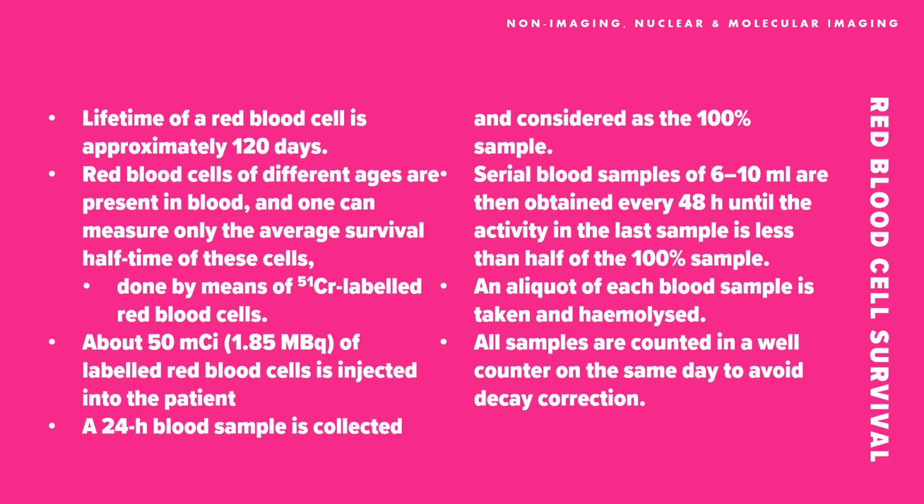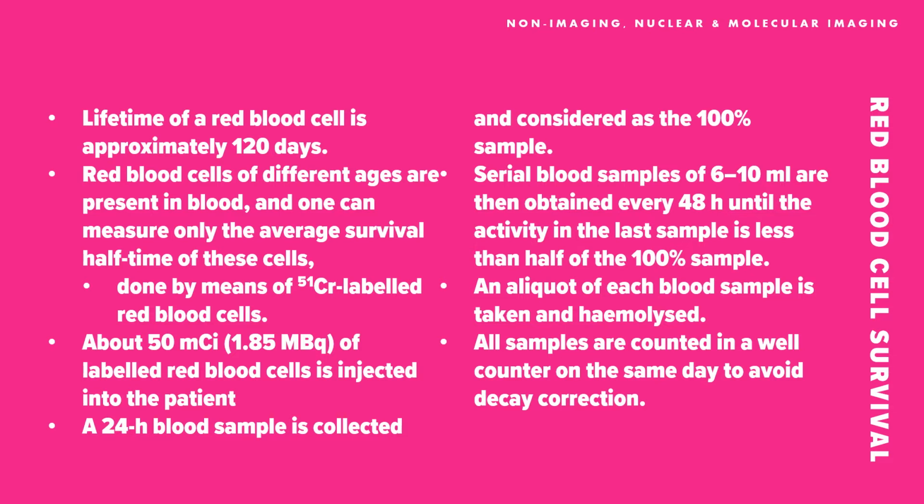And afterwards, you're going to take about a 6 to 10 ml sample every 48 hours until the last sample that I took has half of the activity of the 100% sample. Meaning that, for example, after 24 hours, you got 20 millicurie, as an example, okay? And then you need to ensure where you want to stop taking the blood samples every 48 hours: when it reaches 10 millicurie and below. So then it gives you a signal that, okay, that's enough. That will be my last sample of the blood.